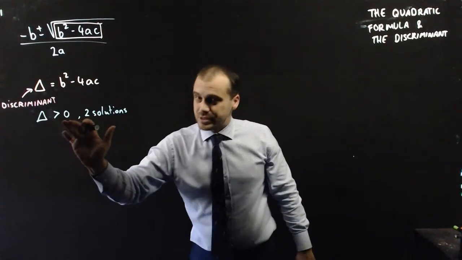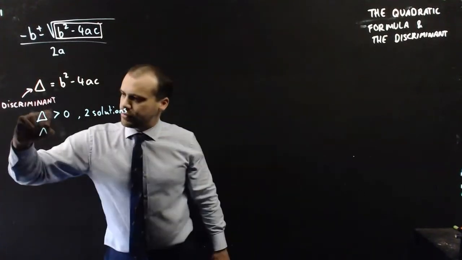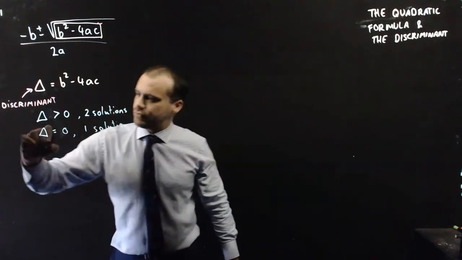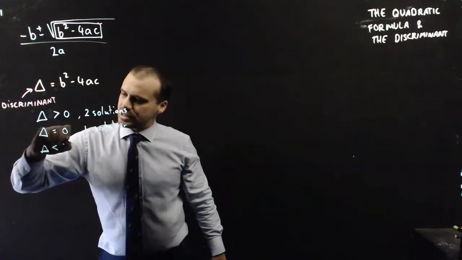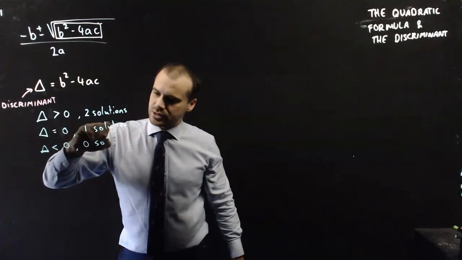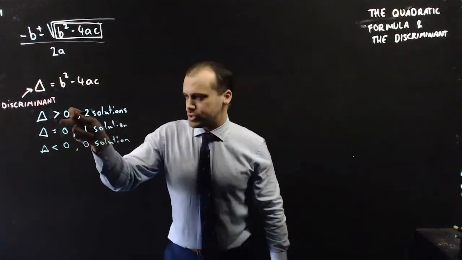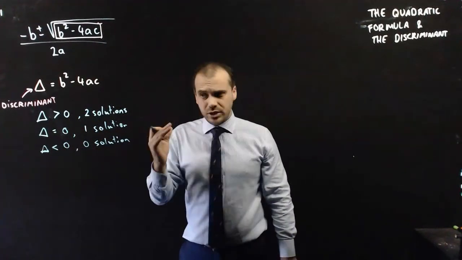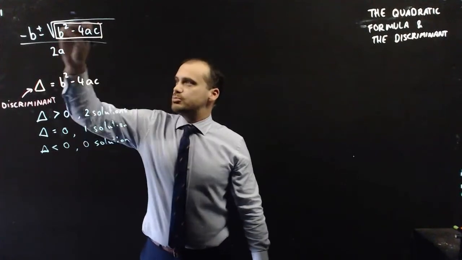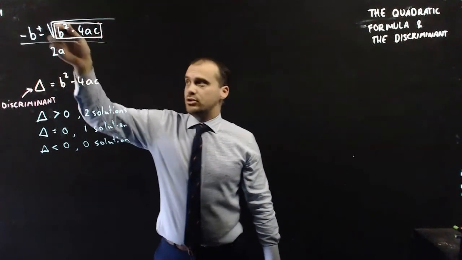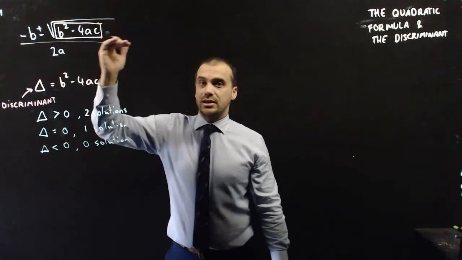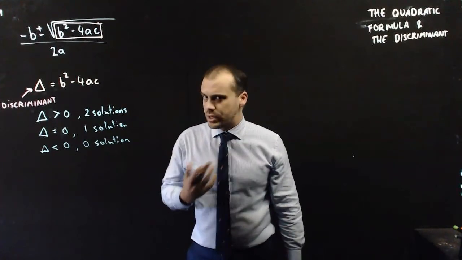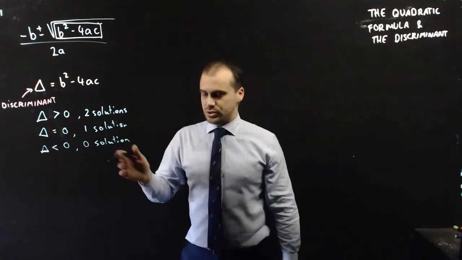If the discriminant is greater than 0, you'll have 2 solutions. Now if the discriminant is equal to 0, you'll have 1 solution. And if the discriminant is less than 0, you'll have 0 solutions. Positive, 0, negative. Now, if we start with the negative one, it's really obvious why this happens. If this bit under the square root is negative, you're trying to find the square root of a negative number. There is no square root of a negative number, at least not in the maths that we're doing, so we can't get a solution, 0 solutions.